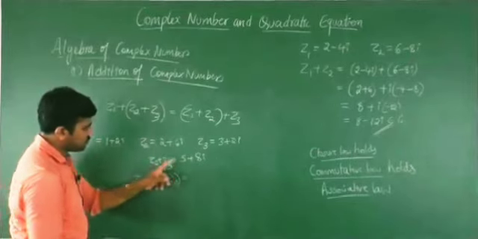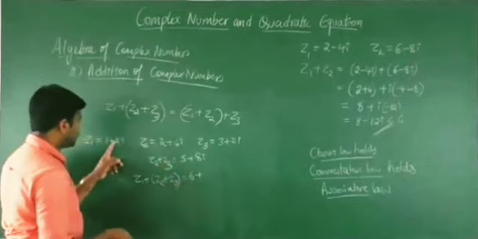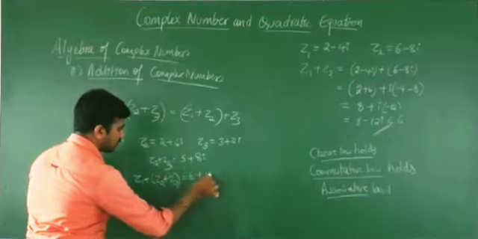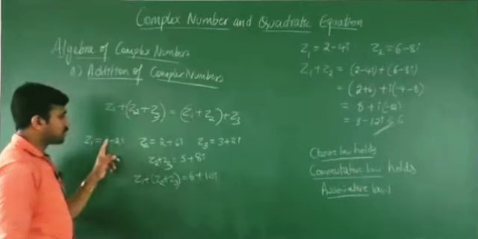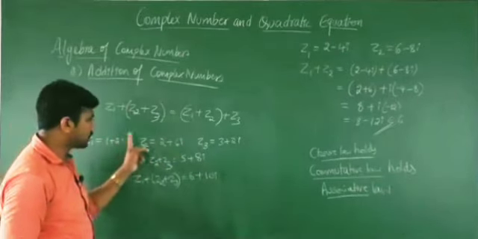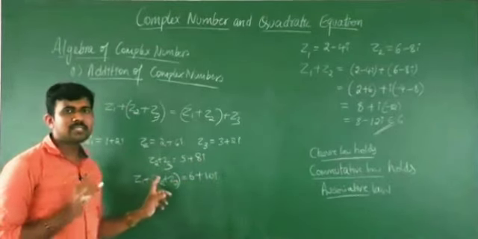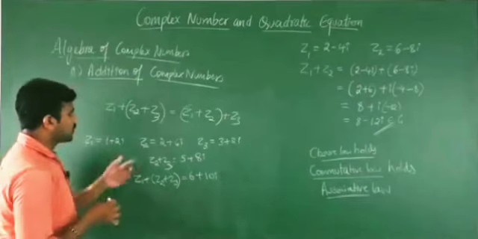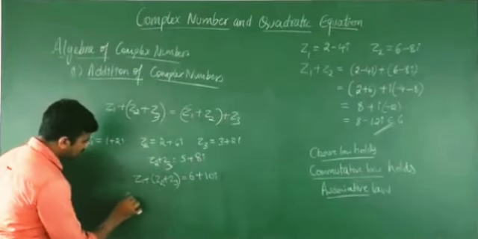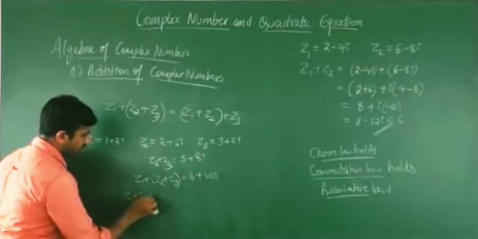So 1 plus 5, 6, plus 2 plus 8, 10. Okay, so real parts with the real part, imaginary part with the imaginary parts. Okay, so this is the value of (z1 + z2) + z3.